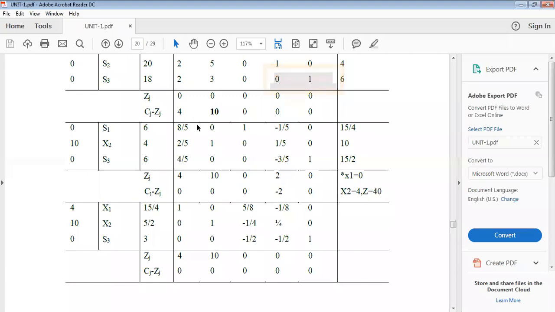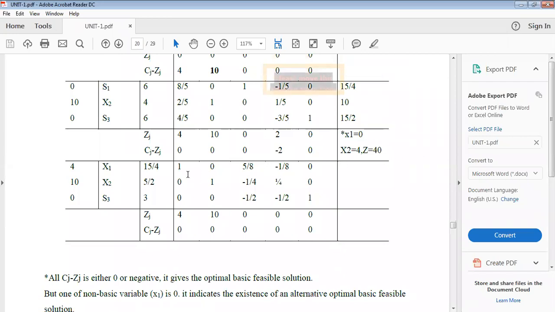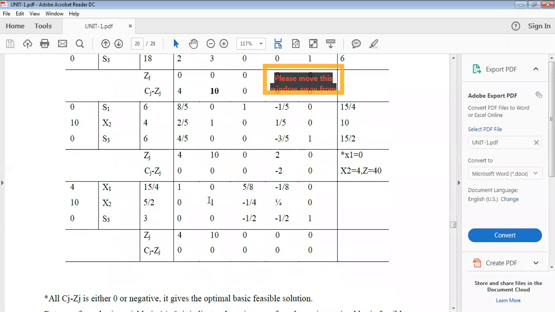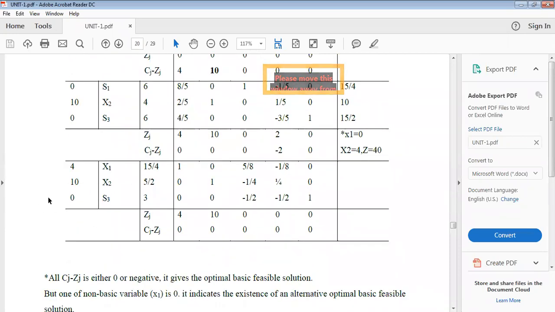So this is the way you can stop at this particular point, but still there is something else he's doing, and all those things are not required. And even then, again, Cj minus Zj are all the negative values. So there is no point in continuing. This is X1 and X2. He's saying that you need not go for the next iteration. So here, for an unbounded solution, this minus 2 has to be changed into a positive value, sorry, 0 value. For that particular purpose, he has carried out.